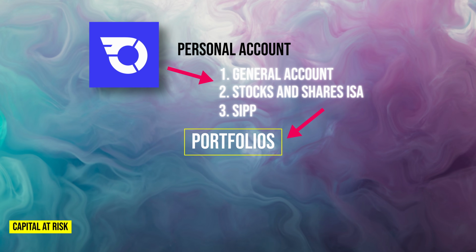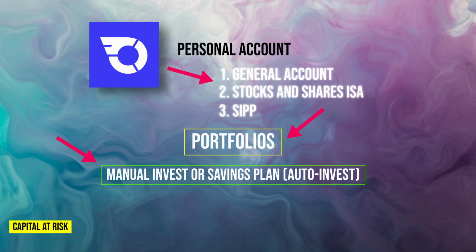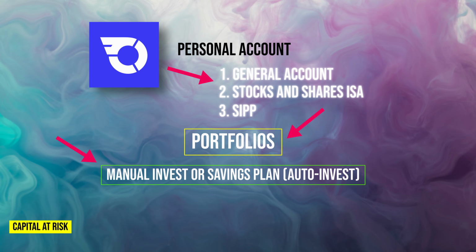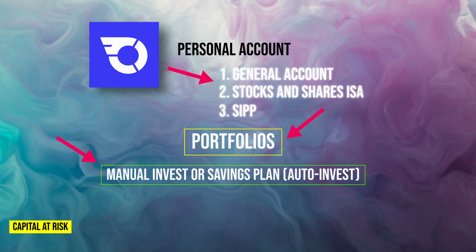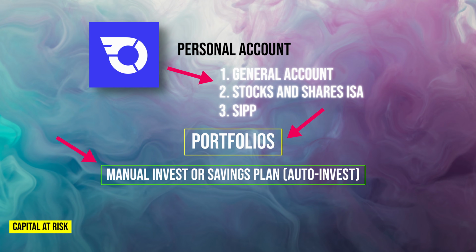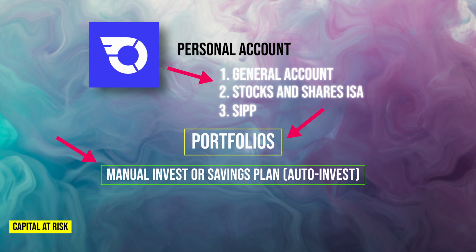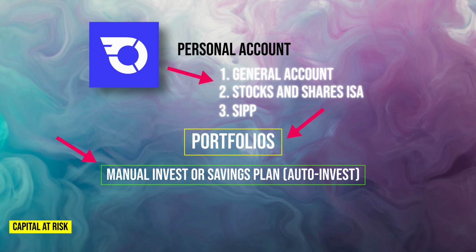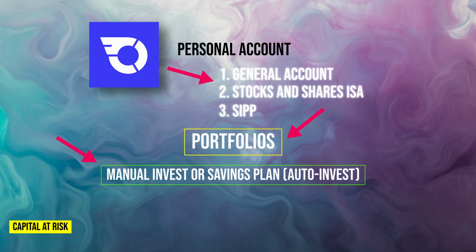To invest in a portfolio, you can either add cash manually from a bank account, or you can set up a savings plan which will automatically add money from your bank account on a timescale that you set up. This could be weekly, every 2 weeks, or every month on any day of the month. You can change investments whenever you want. This is all up to you. Basically, you can invest as hands-on or as hands-off as you like.